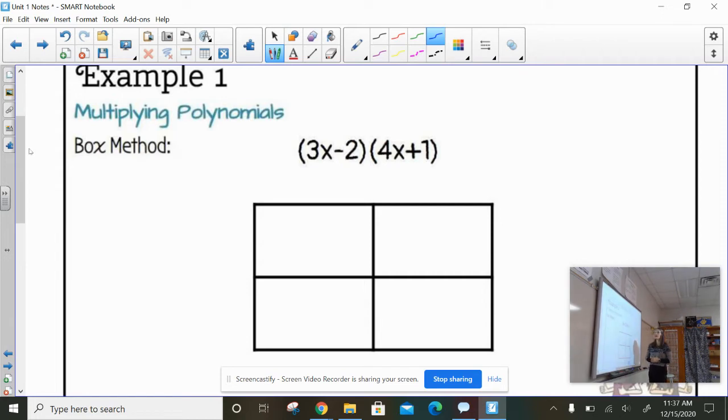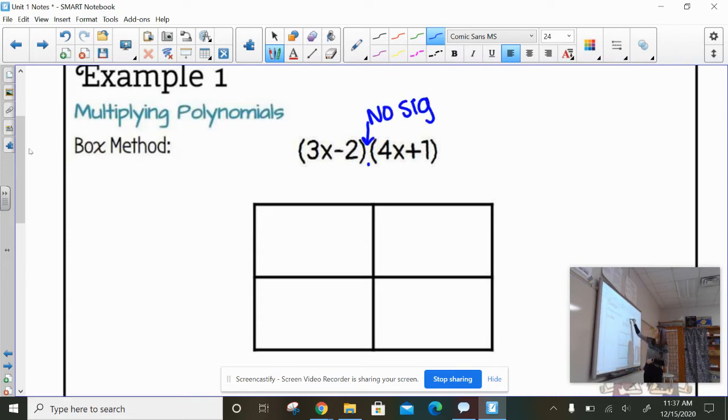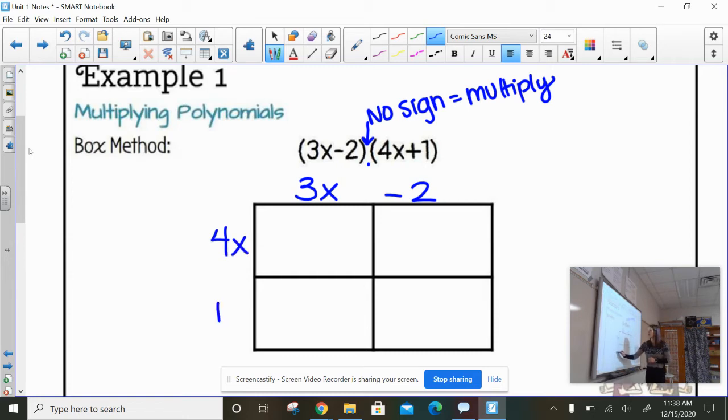All right, for it, you take your polynomials, so 3x minus 2 and 4x plus 1. So I'm multiplying here because there is no sign in the middle. Right here, there's no sign, so this means to multiply. Okay, so I'm going to set up my problem by putting the first parentheses 3x minus 2 along the top, and then my next one I'm going to put it along the side. It does not matter which one goes where.